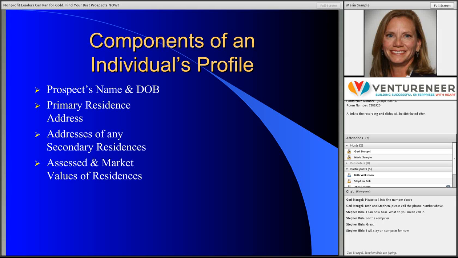We want to find with those addresses both the assessed and market values of the residences. And as I said, I usually like to take it a step further and see what the taxes are on the property, because I do think it's very telling if somebody has a high tax bill and is able to maintain the taxes that they have on that particular property.